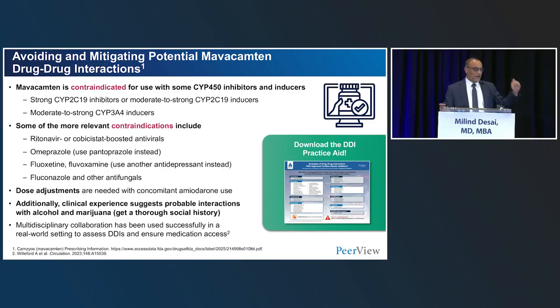Drug-drug interaction, again, I'm not going to belabor the point. It is contraindicated with some CYP450 inhibitors and inducers. More relevant contraindications: ritonavir, omeprazole, fluoxetine, fluvoxamine, fluconazole. Okay? Dose adjustments are needed with amiodarone. If you are into recreational entertainment for yourself, marijuana, alcohol, you may need to adjust the dose.